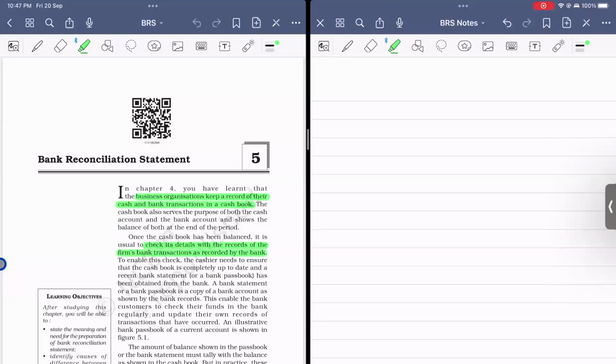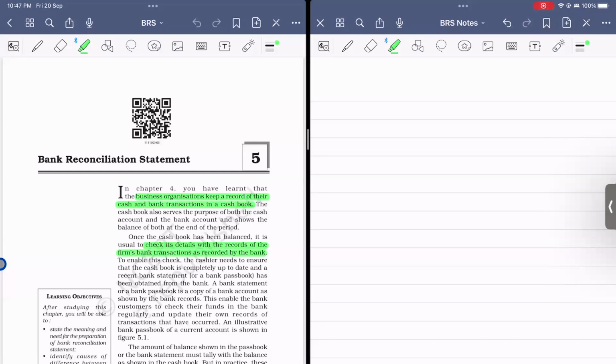Hello everyone. So today we'll be looking at bank reconciliation statement. It is a chapter a lot of students have a lot of difficulty with. But the funny thing is, if you understand the logic behind it, it is extremely easy.